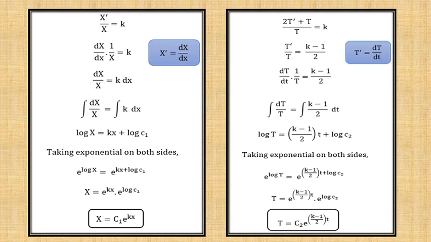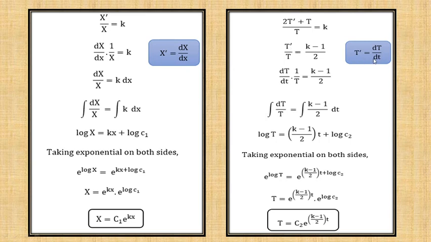Similarly, we consider the right hand side, that is 2T dash plus T divided by capital T equal to k. The left hand side is 2T dash by T plus 1 is equal to k. I transform 1 to the right, then I will get 2T dash by T is equal to k minus 1, and divide throughout by 2, I will get T dash divided by T is equal to k minus 1 divided by 2.